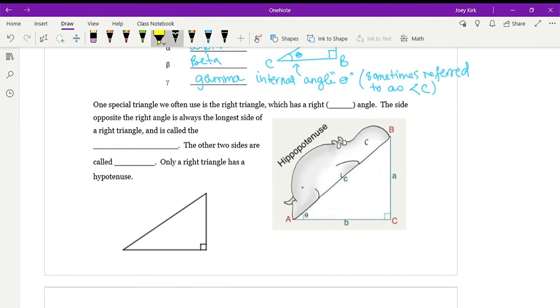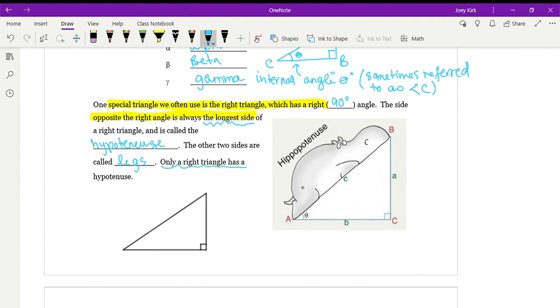One special triangle we often use is the right angle triangle. This is the triangle that we'll be only using from now on, and it has a right angle, and a right angle is 90 degrees. The side opposite the right angle is always the longest side, so that's really important, of the right triangle, and it's called the hypotenuse. You won't get marks off for not being able to spell this. I misspell it quite frequently. But hypotenuse or hippopotenuse, if that helps you remember. And then the other two sides are called the legs. Only a right triangle has a hypotenuse, but we're only going to be using right triangles, so that's fine.